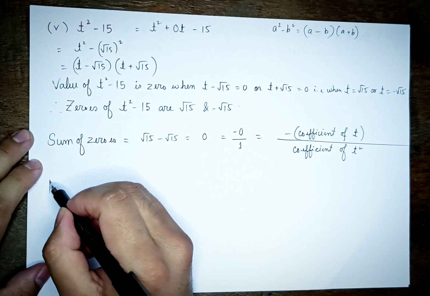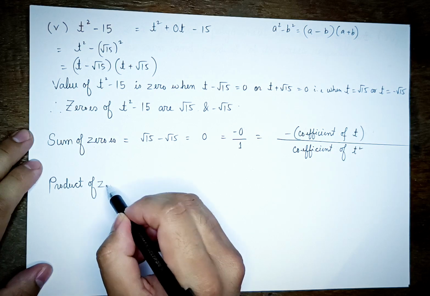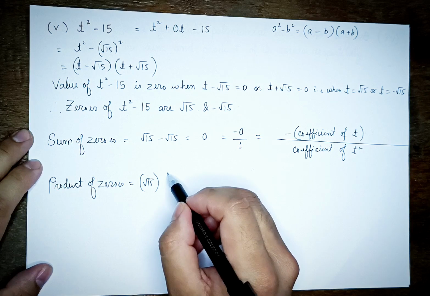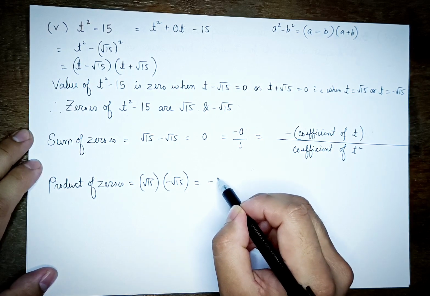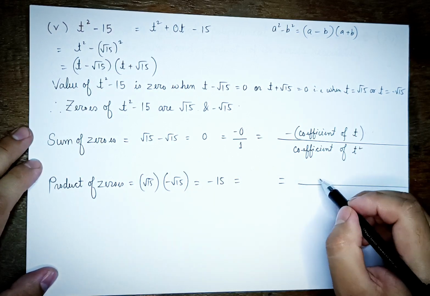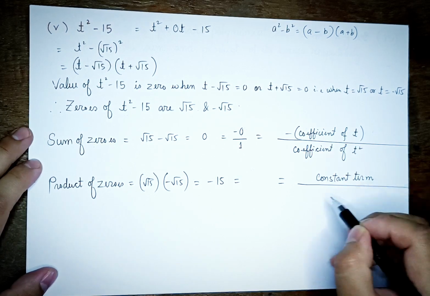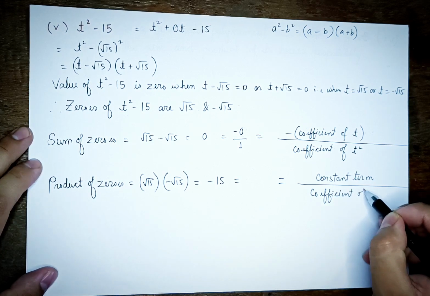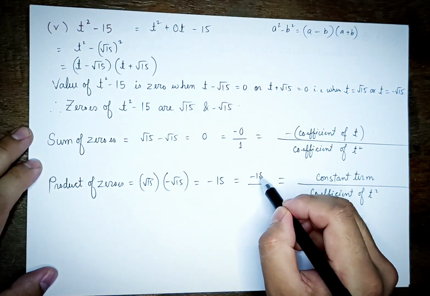Next, let's verify the product of zeros. Product of zeros is root over 15 into minus root over 15. After multiplying these two, we get minus 15. Leave a blank here and write product of zeros is equal to constant term divided by coefficient of t square. What is our constant term? Our constant term is minus 15, so I write minus 15 here.